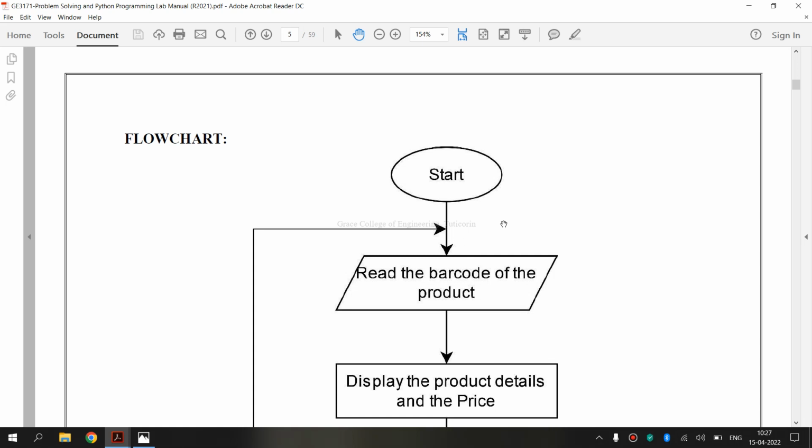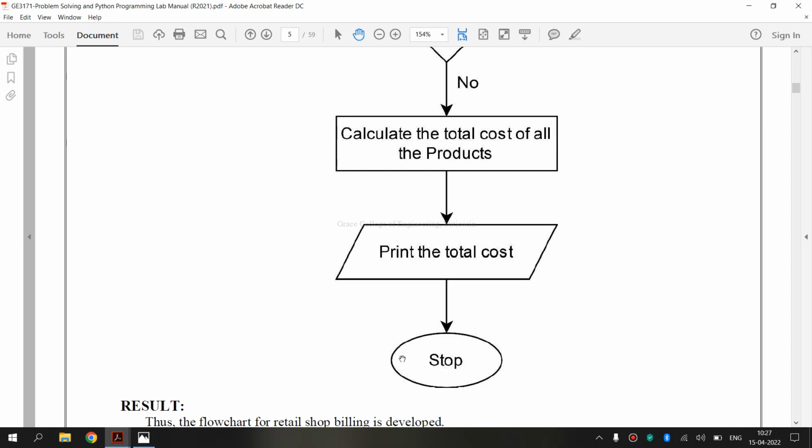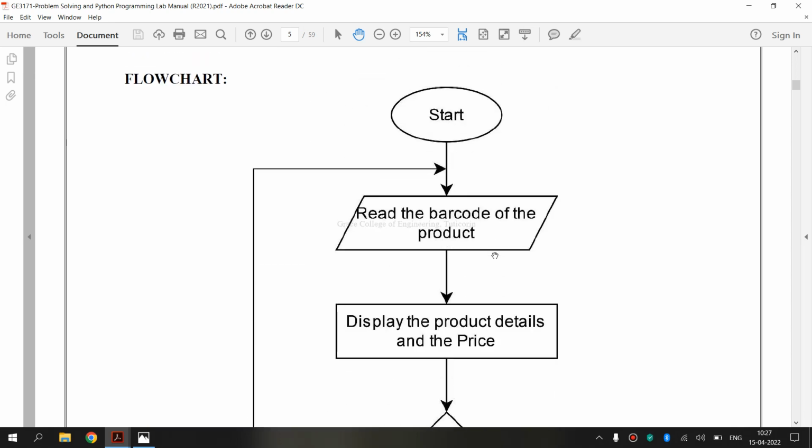First we do the start. What is the name of this symbol? It is the terminator. So that is known as the terminal point or oval. The terminator shows the start and stop points in a process. When a process happens, start and stop will always be in this terminator symbol. So this is known as the terminator. Start and stop will be in the terminator, that is, the oval symbol.